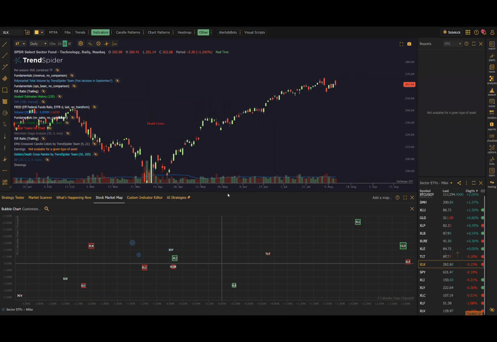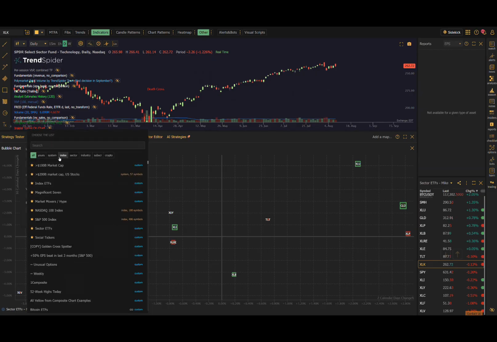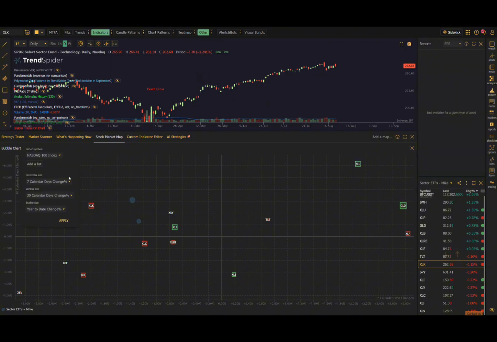But as you can see, this map is telling us that XLK is not having the greatest last 7 days. And there's tons you can do with this stuff, of course. You can add any watch list to it. You can add an entire index, like the entire NASDAQ 100.